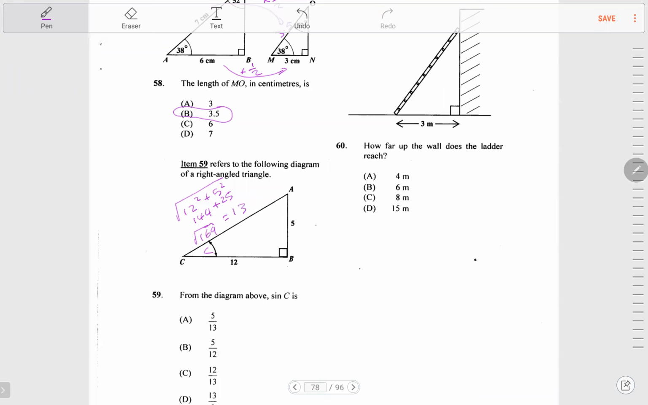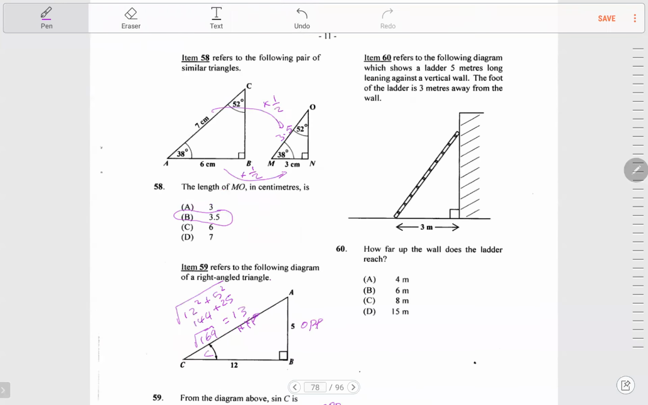It's good if you know it. And they want the sine now. The sine of this angle is the opposite over the hypotenuse, which will be 5 over 13, which is A. 5 over 13 is A, opposite over hypotenuse. Sine of C equals opposite divided by the hypotenuse. All right, that is 59.